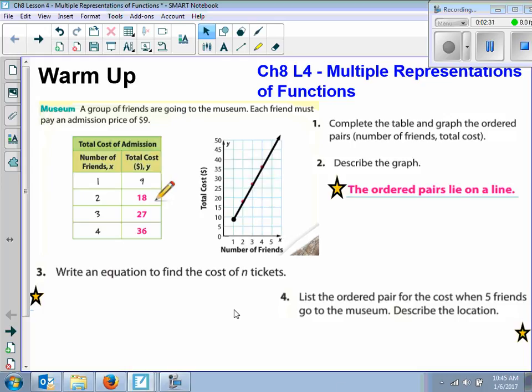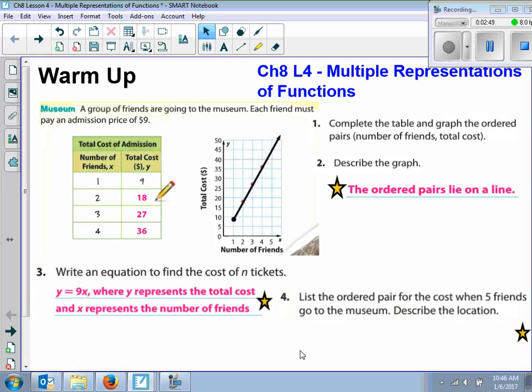So, each time, what am I adding to here? I'm adding 9 each time, so what am I going to do with that 9? You're going to multiply it times x. Very good. So, y is equal to 9 times x. Okay? We could put 9 times n because they said to use the variable n for tickets, but that's all right.